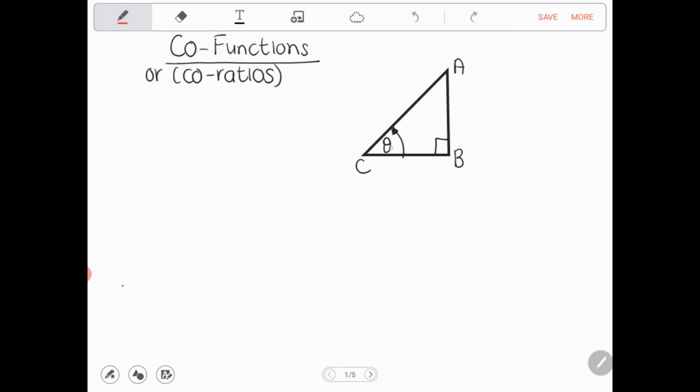if I had angle C, this AB, let's just make this red, AB would be the opposite, CB would be the adjacent, and AC would be the hypotenuse. Okay, so that's for theta.